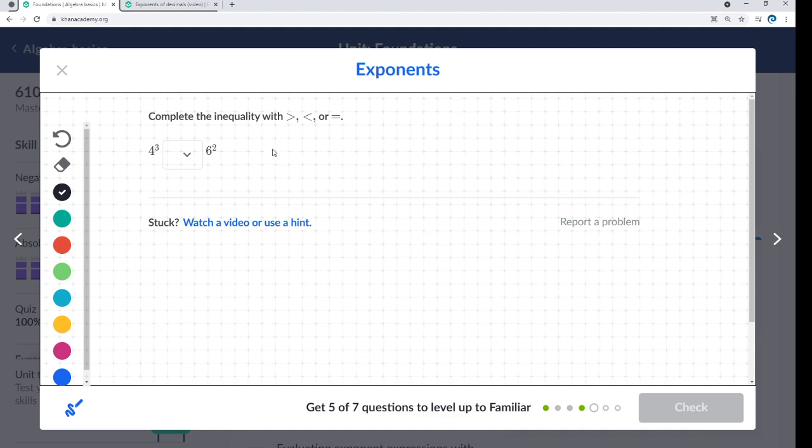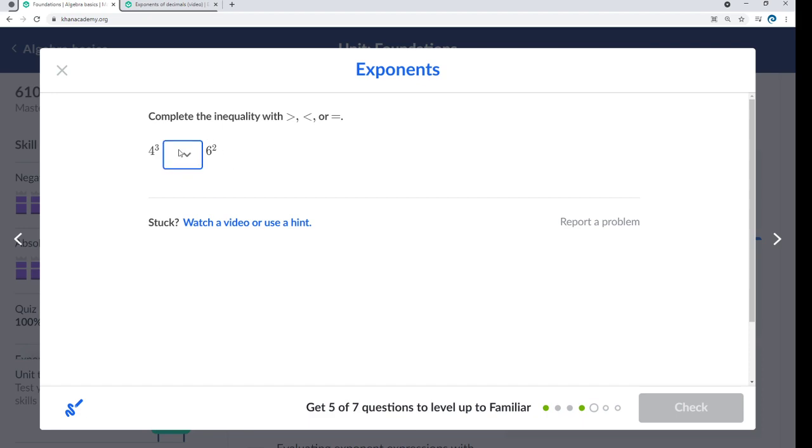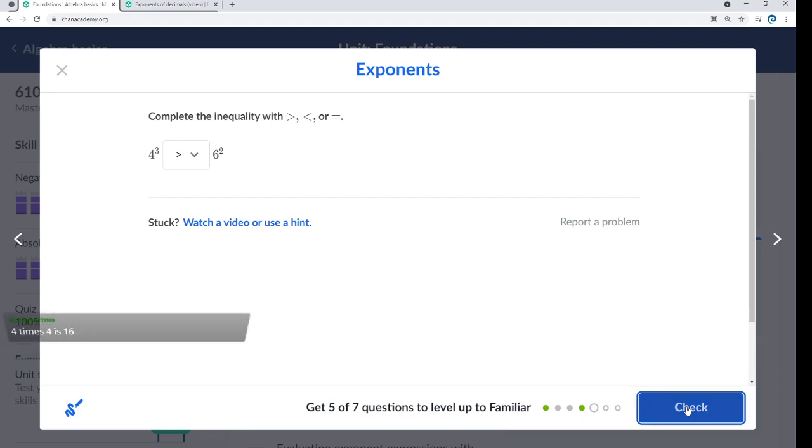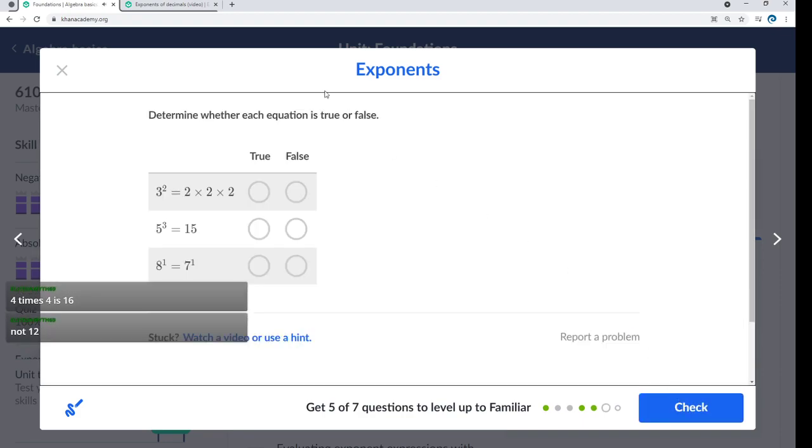Okay, complete the inequality with blah, blah, blah, or blah, blah, blah. So this is 4 times 4, which is 12, times 4, which is 48. And then 6 times 6 is 36. So very clearly, let's get rid of this. The 4 to the third power is greater. Next, determine whether each equation is true or false.